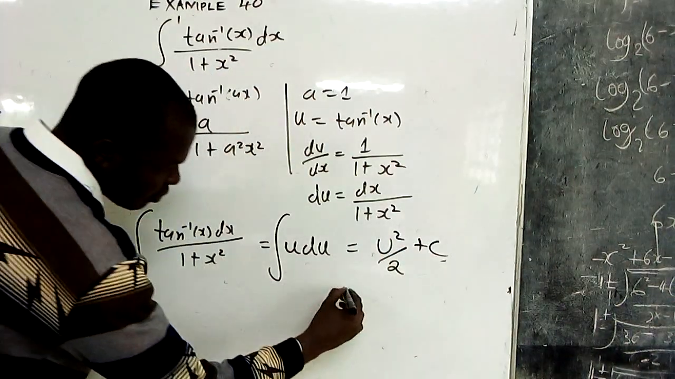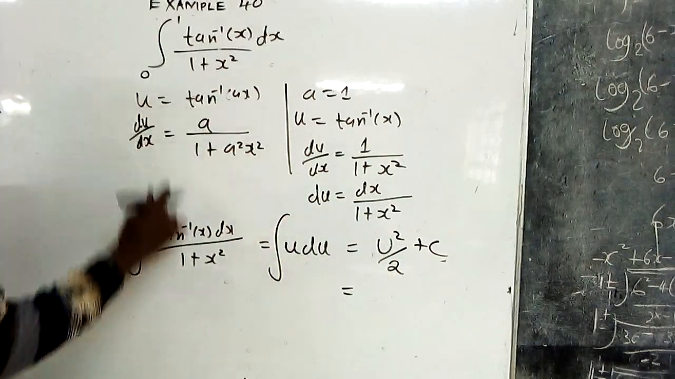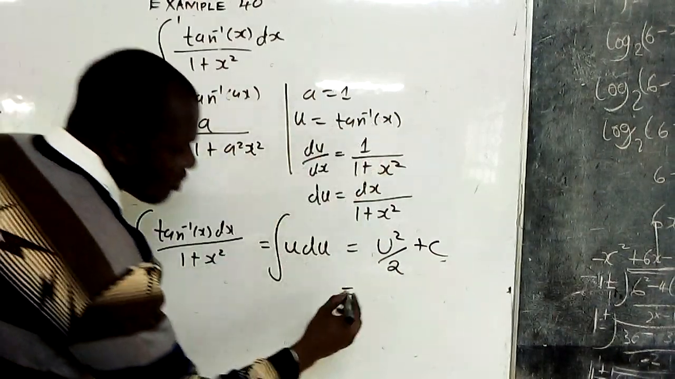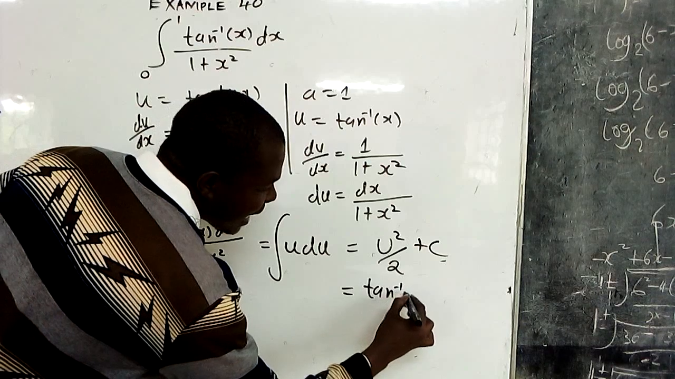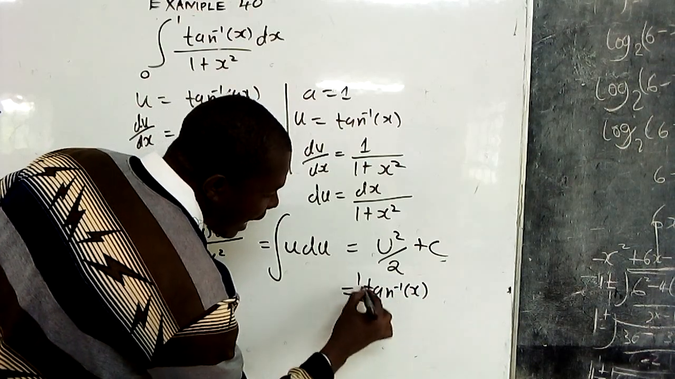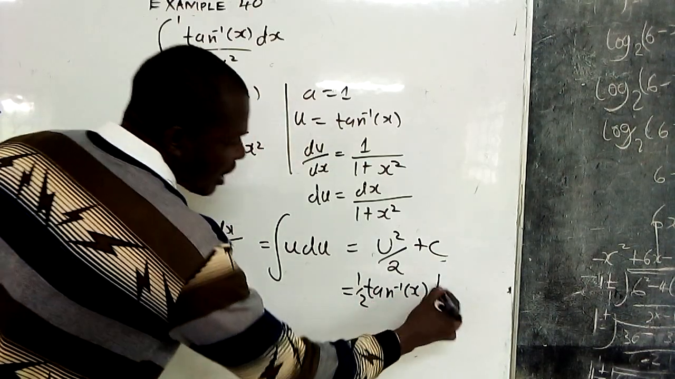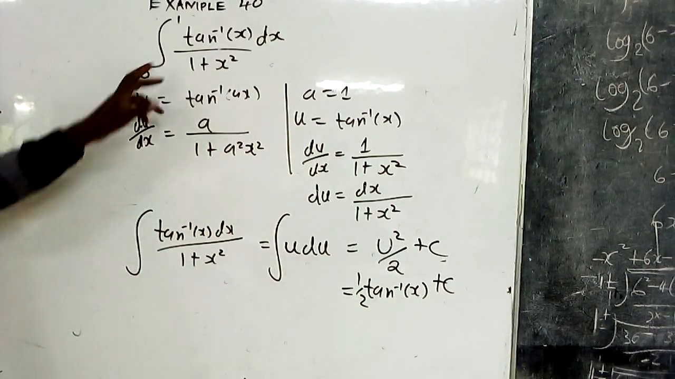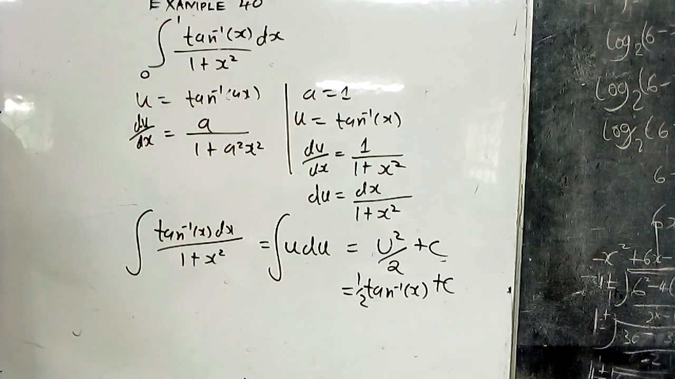What is u? Tan inverse of x. So here we have a half tan inverse of x squared plus your c. So it means we now introduce the limits to get rid of that c, isn't it?